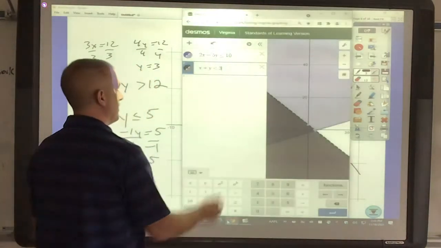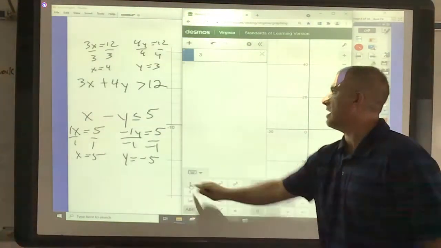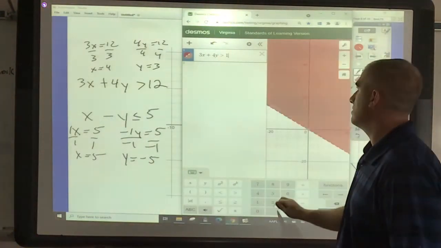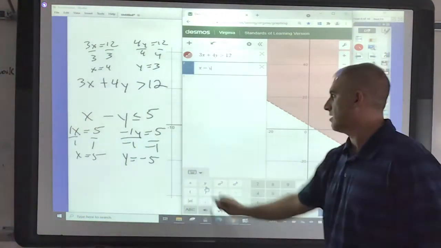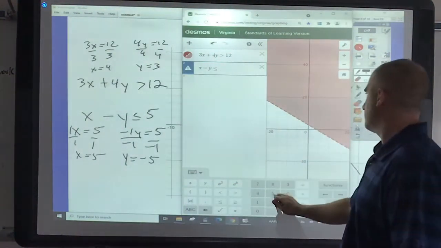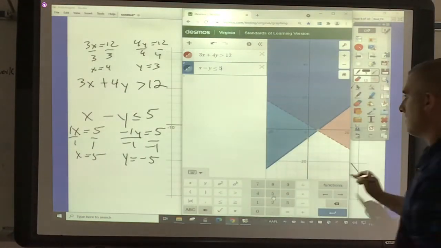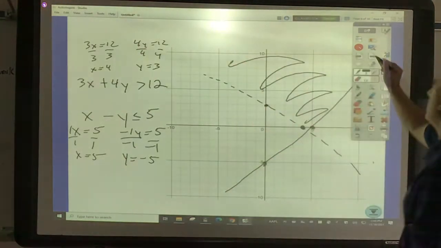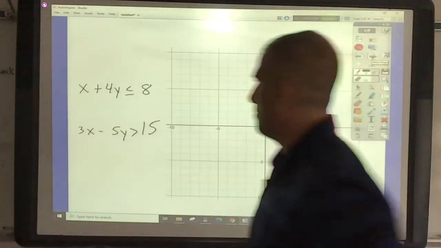Okay, all right. Once again, go into Desmos, 3x plus 4y greater than 12. Okay, x minus y less than or equal to 5. Okay, once again, light blue, dark, you can see the darkest area is right there, which would be there. Okay, a couple more. All right, let's do a couple more of these together.